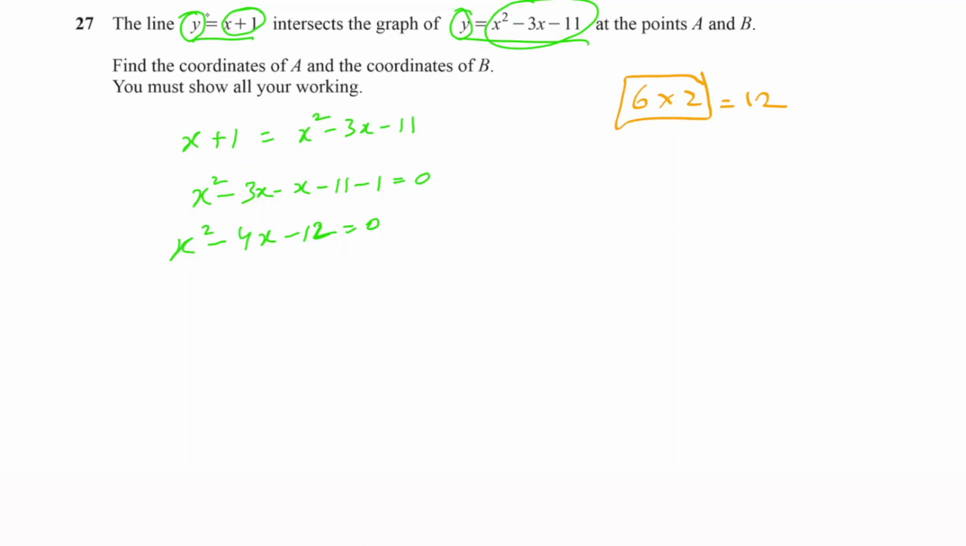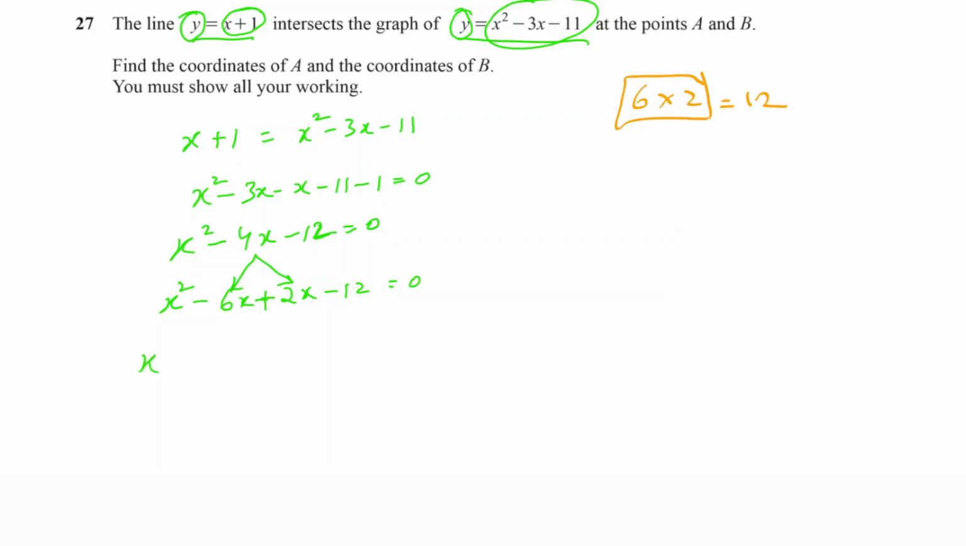Okay, so we have x square, let me change the color, I'm sorry. We have x square minus of 6x plus of 2x, because minus of 4x we want, so minus 6x plus of 2x, we can get minus of 4x minus of 12 equals to 0. So just splitting the middle term using the factor of the extreme term. So we got this one.